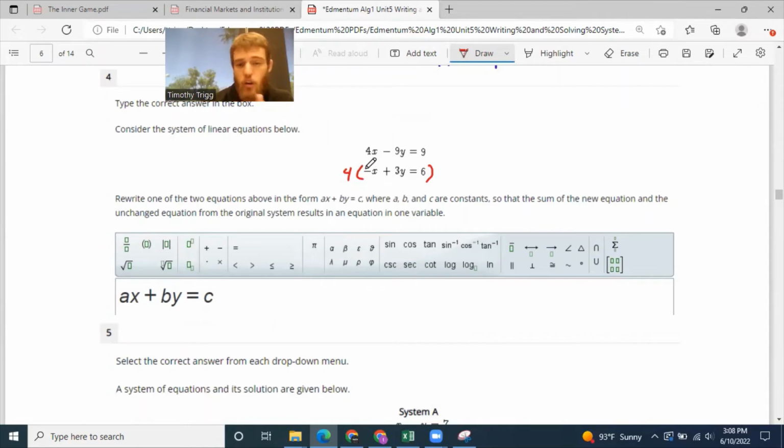Okay, here I'll just multiply by 4. What would that new equation look like? -4x plus 12y equals 4 times 6, which is 24. So you'd replace A with -4, B with 12, and C with 24.